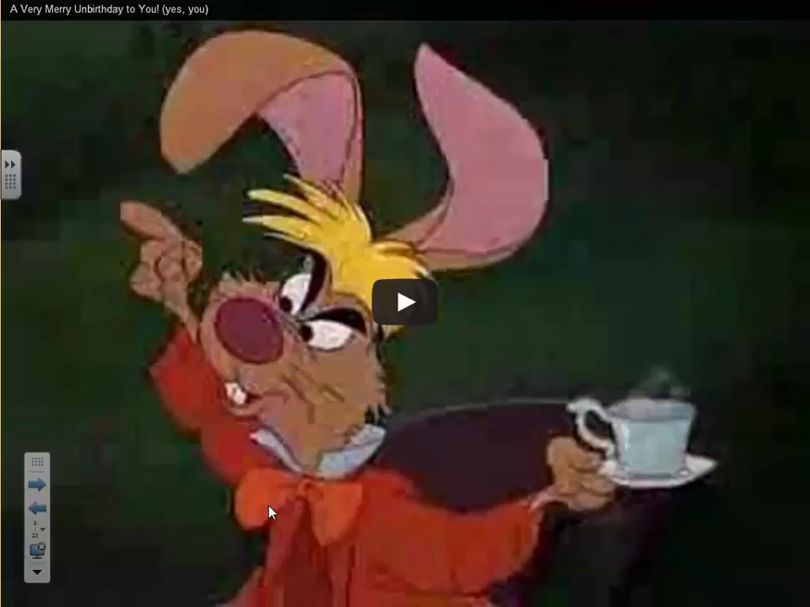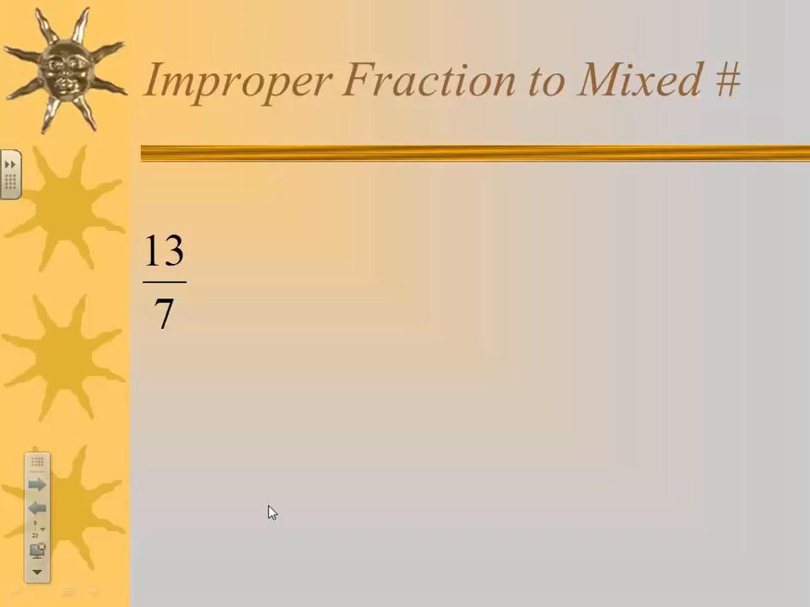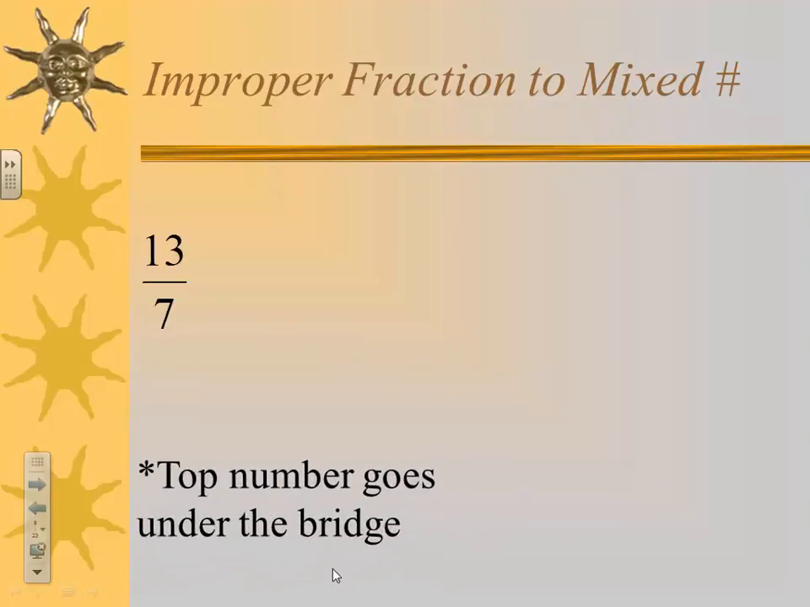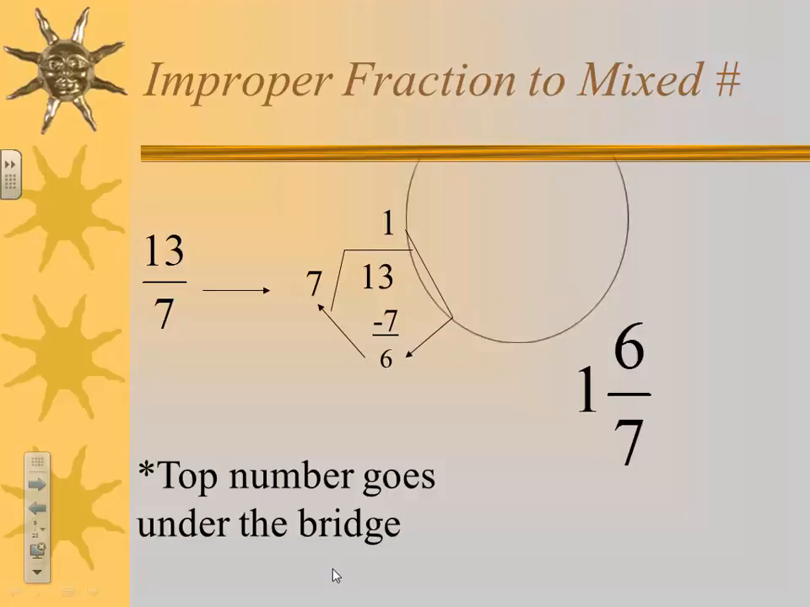And we'll do this tomorrow. There is one more on there, sorry. If we do this one, just to show you this division one more time, top number under the bridge. So 7 goes into 13 once. If I subtract, there's 6 left over. So 1 is the whole number. The leftover is the numerator, and the divisor is the denominator. So hopefully that clears up one of the ways that you can do that. So that's mixed numbers to improper and improper to mixed.